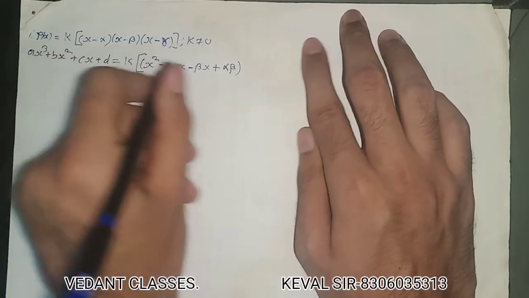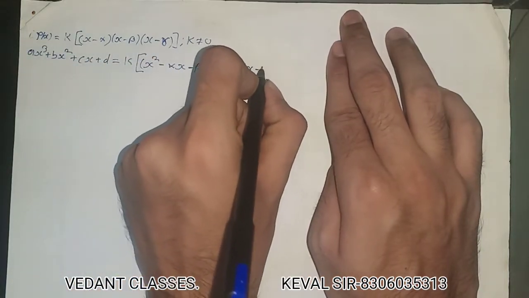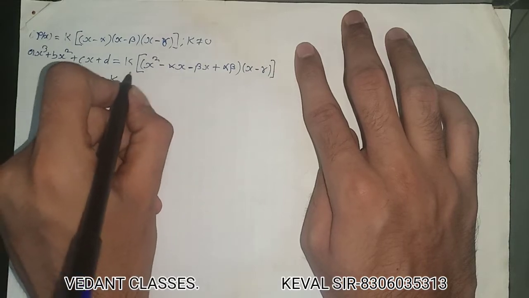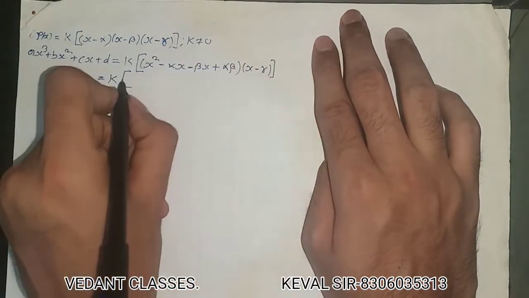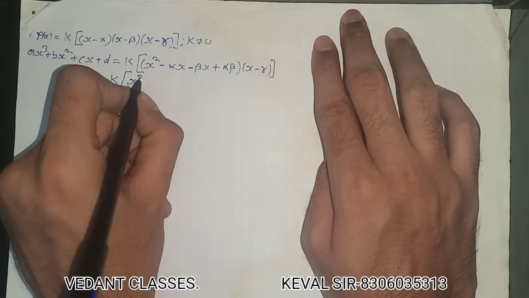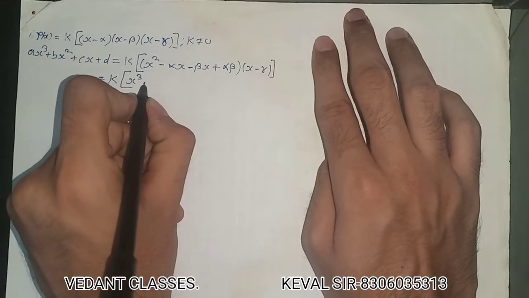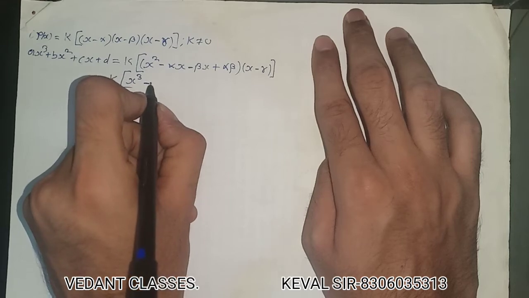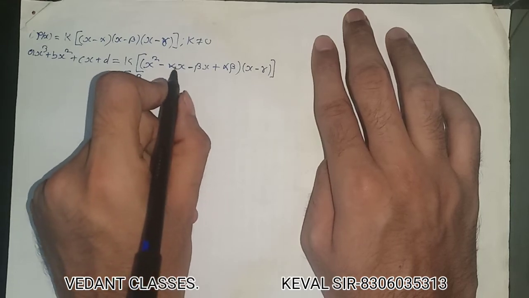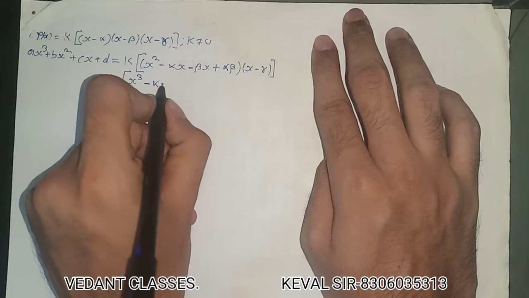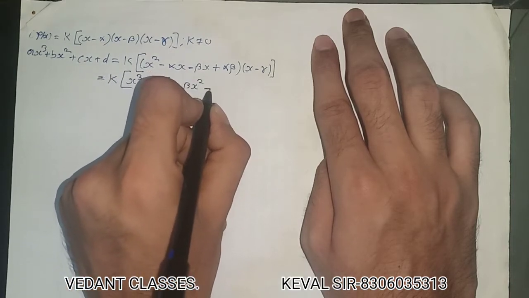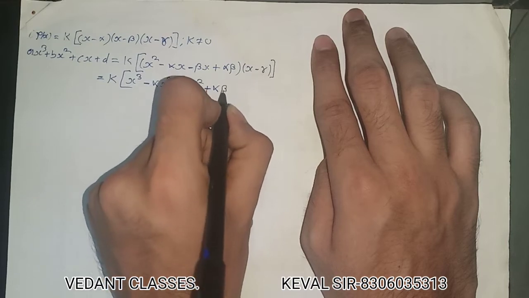If you multiply the first two brackets, then it will be like this. The third is x minus gamma. Now again multiply this bracket with the other one. It will be x cube, then minus alpha x, this will be alpha x and this will be x, so it will be minus alpha x square, then minus beta x square, then plus alpha beta x.